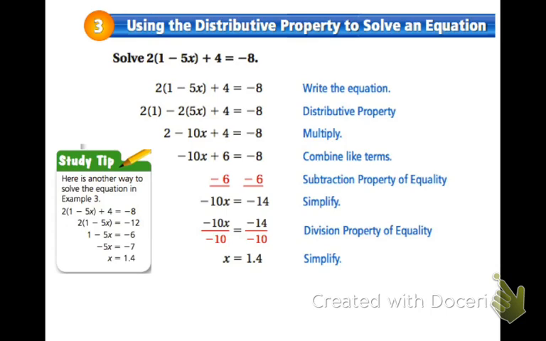Sometimes we're going to need to use the distributive property before solving an equation. So in this example in your book, example 3, they're going to distribute the 2 inside the parentheses, so 2 times 1 and 2 times the negative 5x. So when we do that, we get 2 minus 10x plus 4, and we can combine the like terms of 2 and 4 into 6. So negative 10x plus 6 is equal to negative 8. I will subtract 6 on both sides. Negative 10x would be equal to negative 14. The second step, divide by negative 10 on both sides to get x is equal to 1.4.